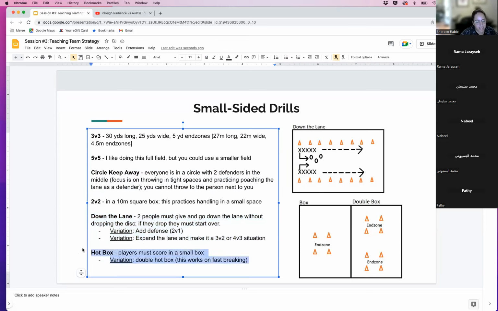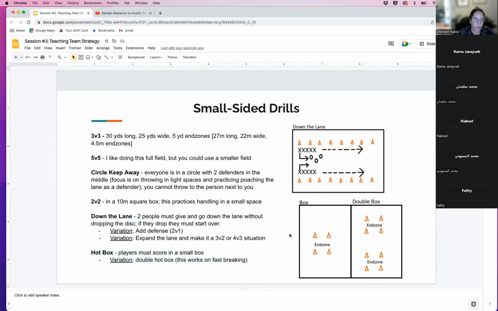And then hotbox, this is probably my favorite small-sided drill to do. So you can do 1 box or 2 boxes, and the whole point of the drill is that you have to score inside the small box. And depending on your player's skill level, you can make the box as small or as big as you want. I typically will make it very small, so like a meter in between or something.